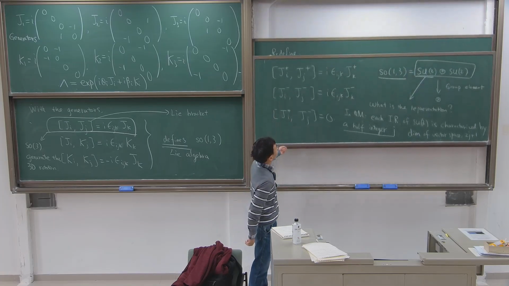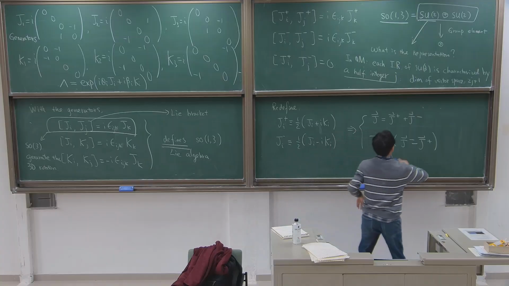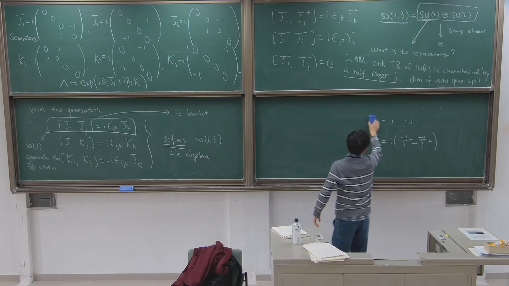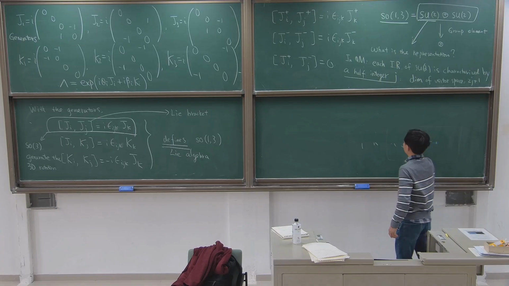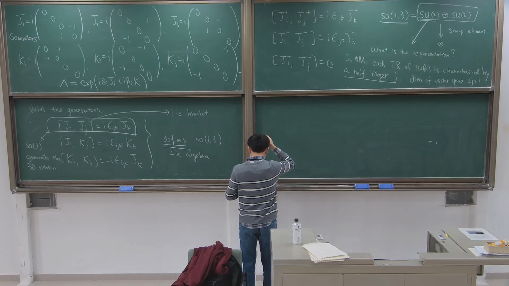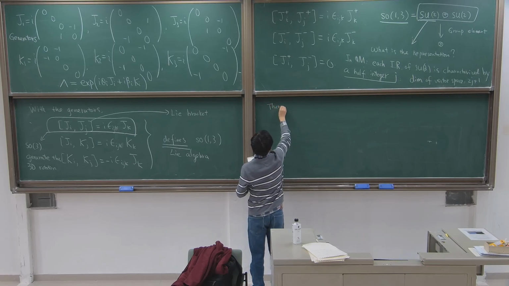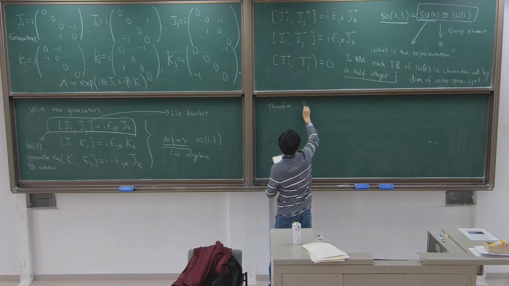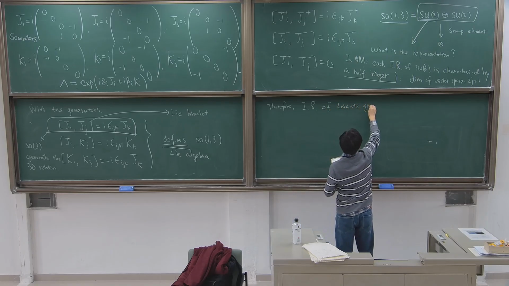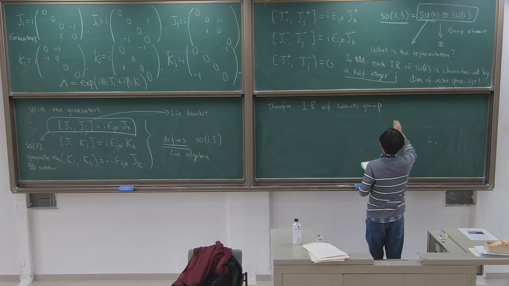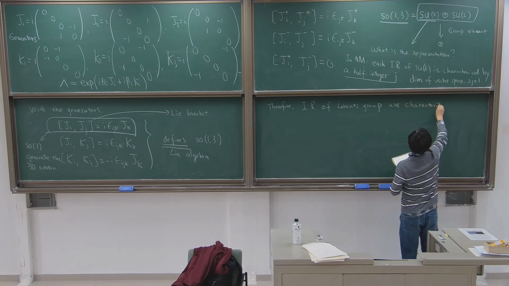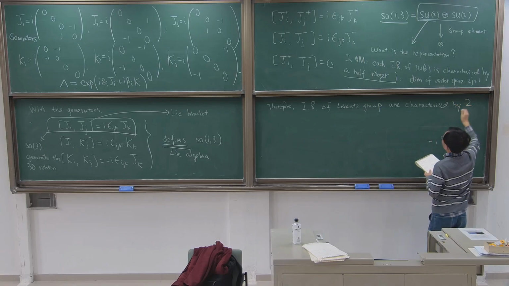Then with this knowledge, now it's clear how to classify the representations of the Lorentz group. It's straightforward, right? Because there are just two copies of SU(2). Now we can claim the irreducible representations of the Lorentz group are characterized by two half integers.